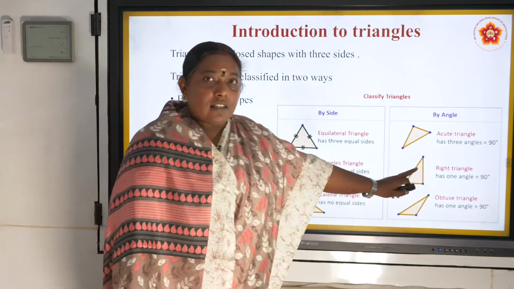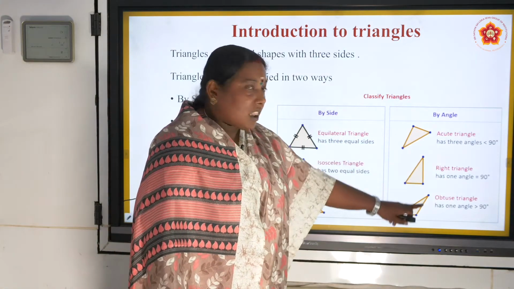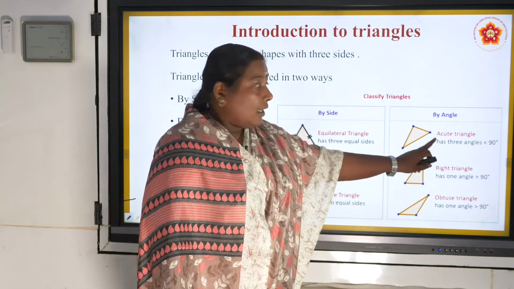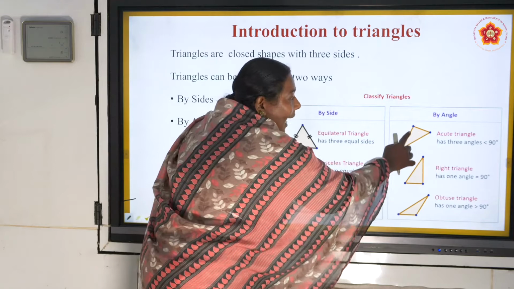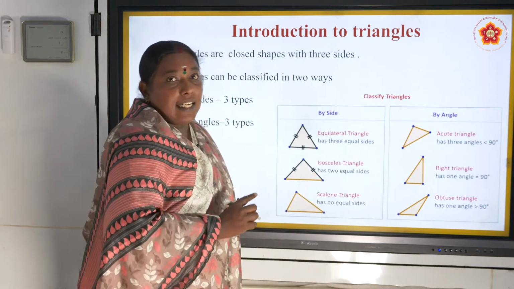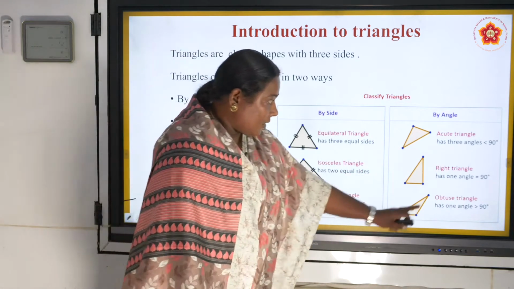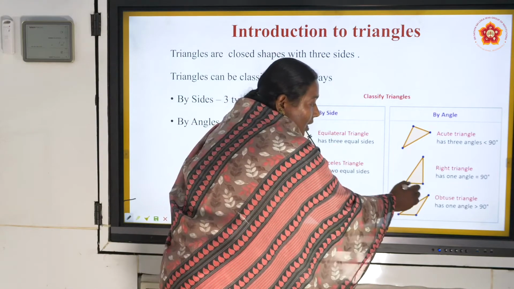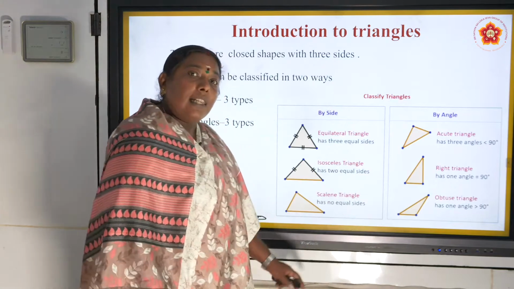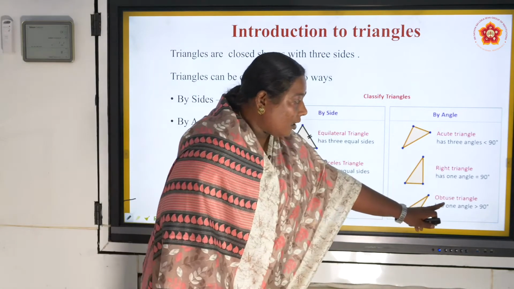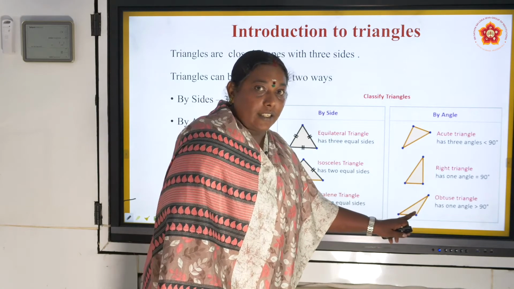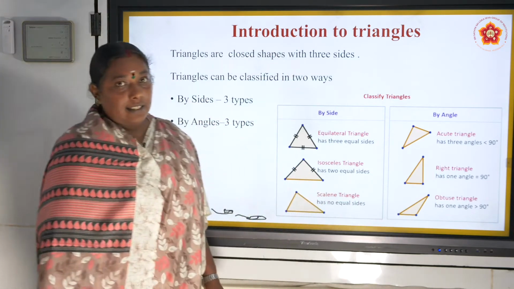Now, on the basis of the angles, we have 3 types. What are they? One is the acute triangle, where all the angles are less than 90 degrees. Next, right angle triangle. One of the 3 angles is 90 and the other 2 are less than 90. Next, obtuse angle triangle. One of the angles is more than 90 and the others are less than 90.